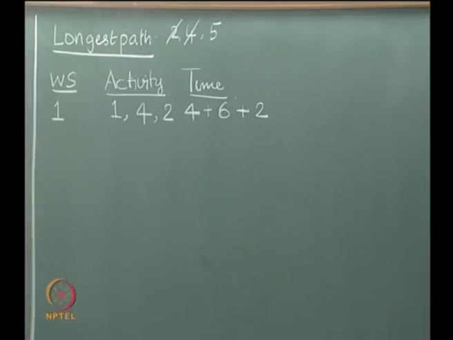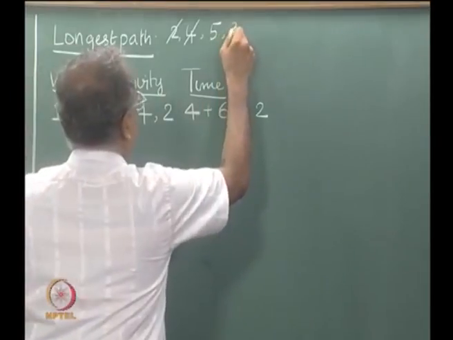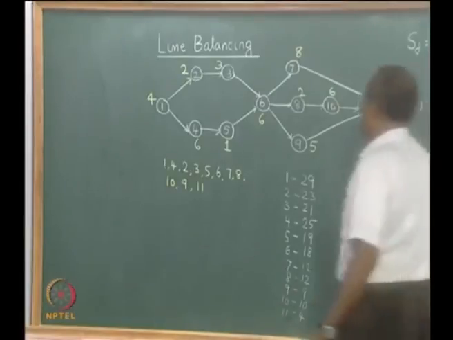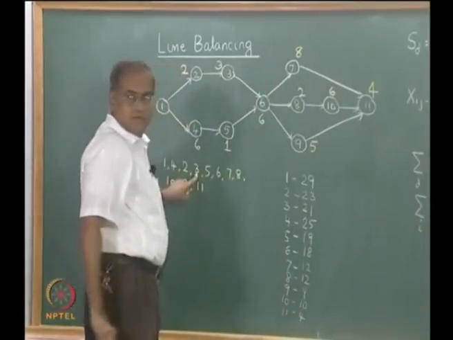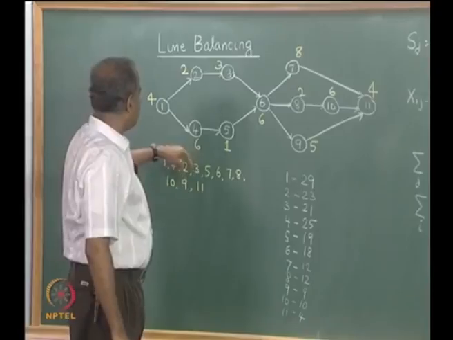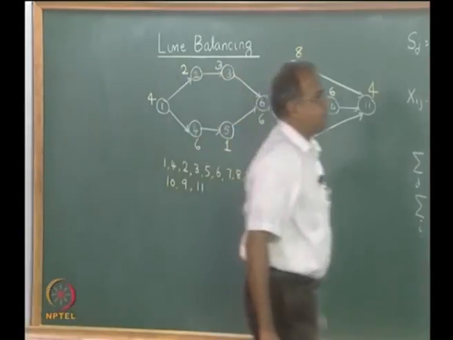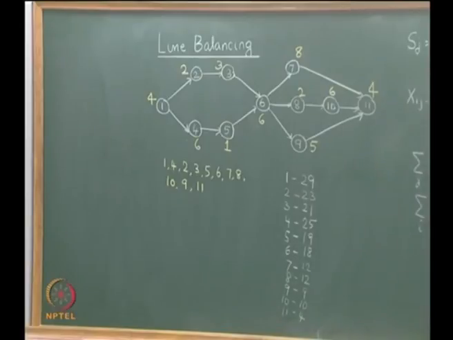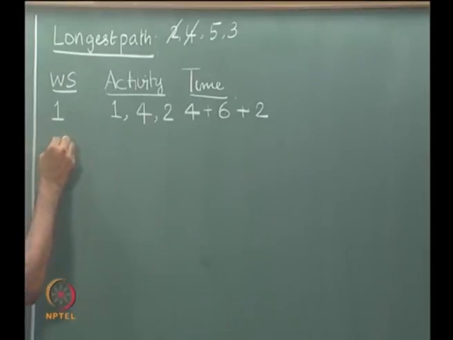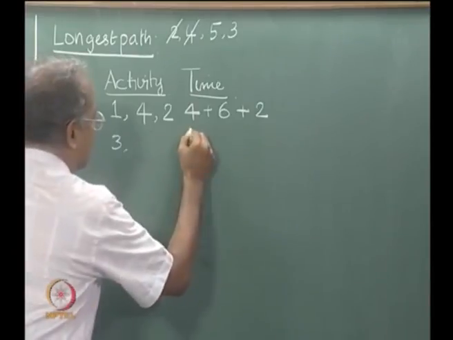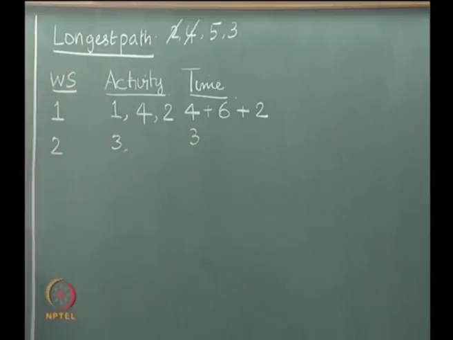Now, once we have activity 2 completed, then 3 comes in. Between 3 and 5, 3 comes first in this order. So, we take 3, which requires 3 units. We cannot add 3 to this workstation because it exceeds the cycle time of 12. So, we create a second workstation with activity 3 and time equal to 3 units.